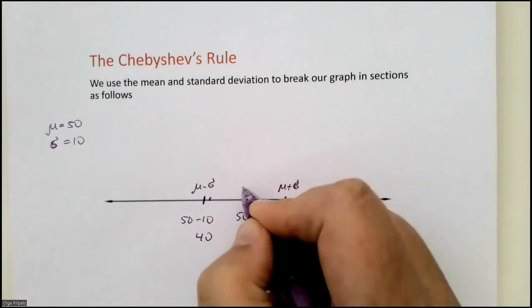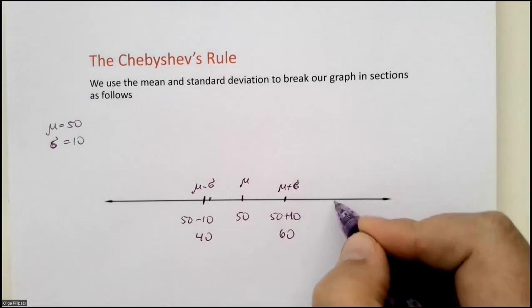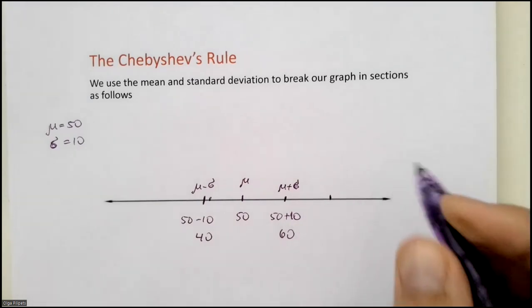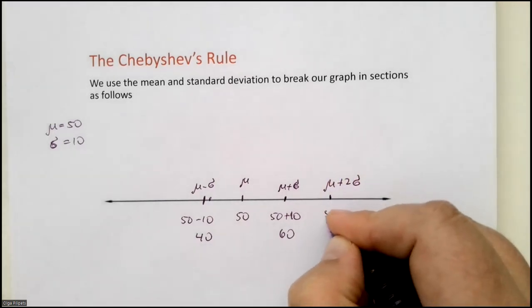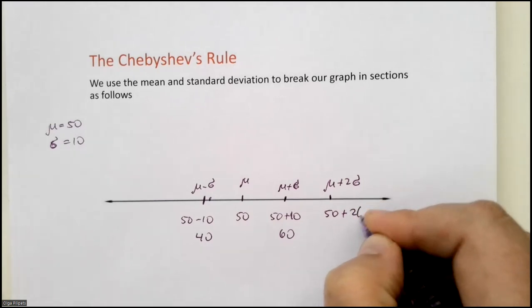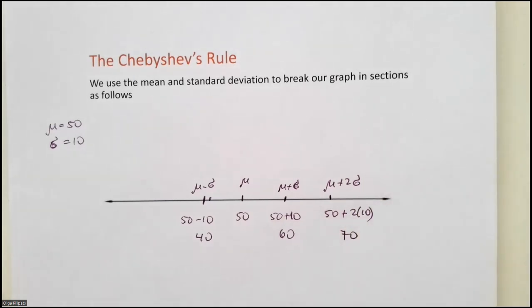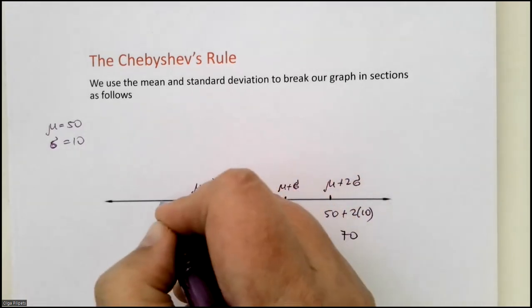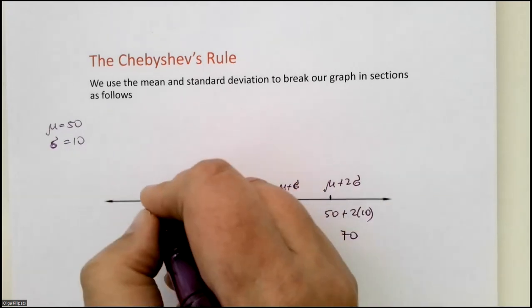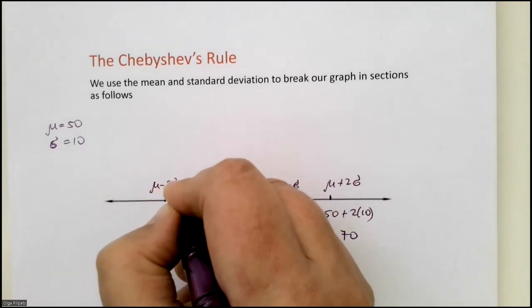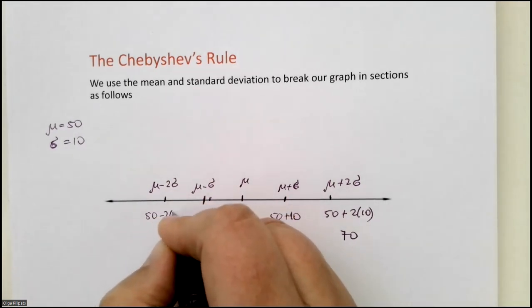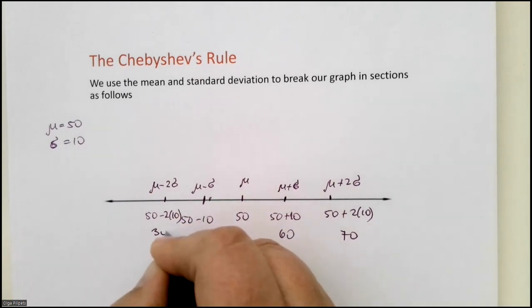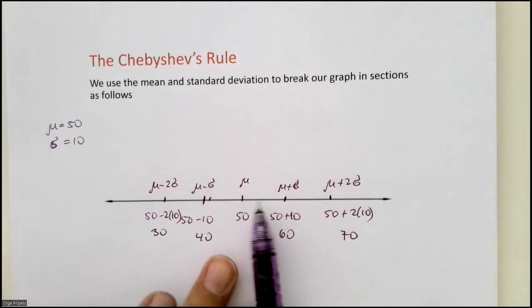Okay, so now I can also do one more step to the right. This is going to be mu plus 2 standard deviations, or 50 plus 2 times 10, and that will give me 70. And two steps to the left will give me mu minus 2 standard deviations. So that's 50 minus 2 times 10. That gives me 30.